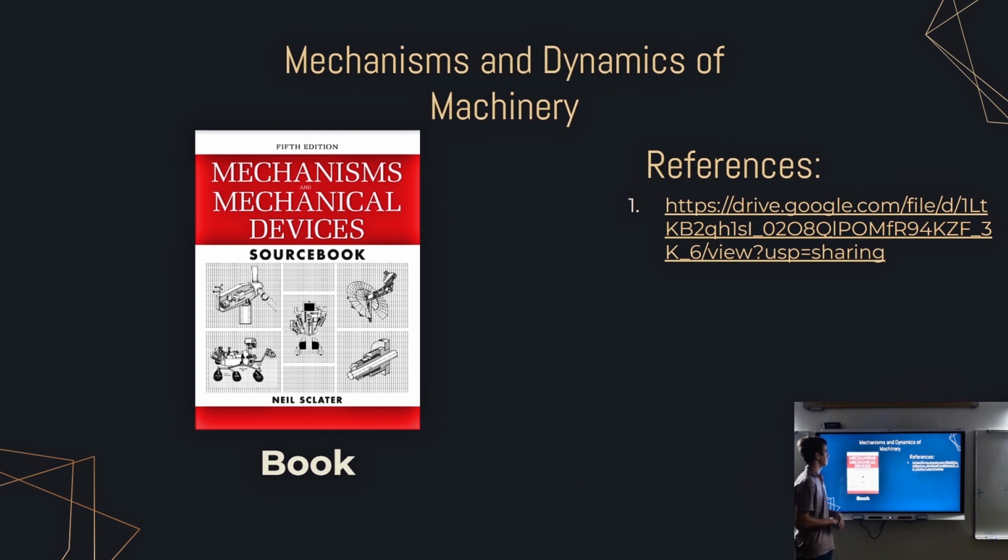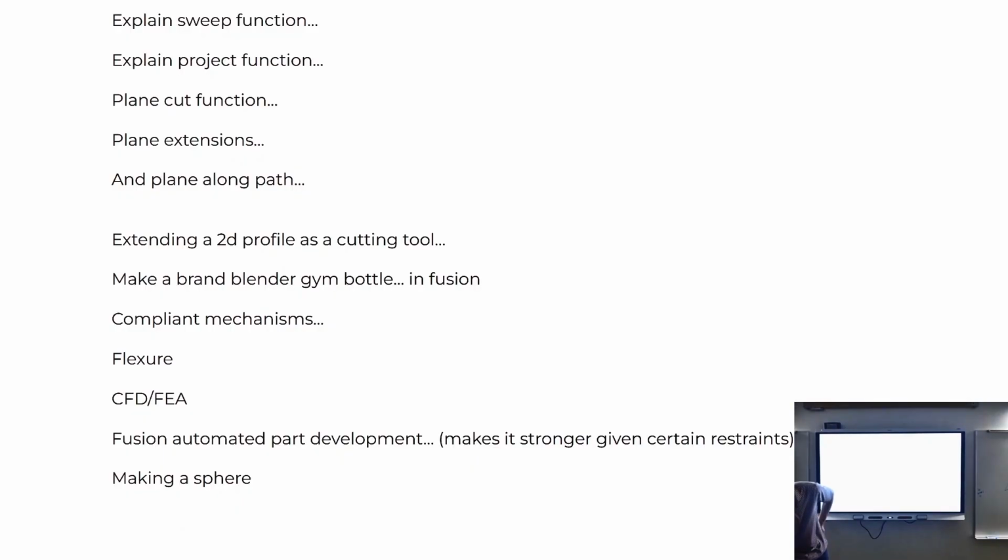And then finally, there's Mechanisms and Dynamics of Machinery. This is more modern, covering more modern machines and how they work exactly, the different parts of them. Once again, another Google Drive link.